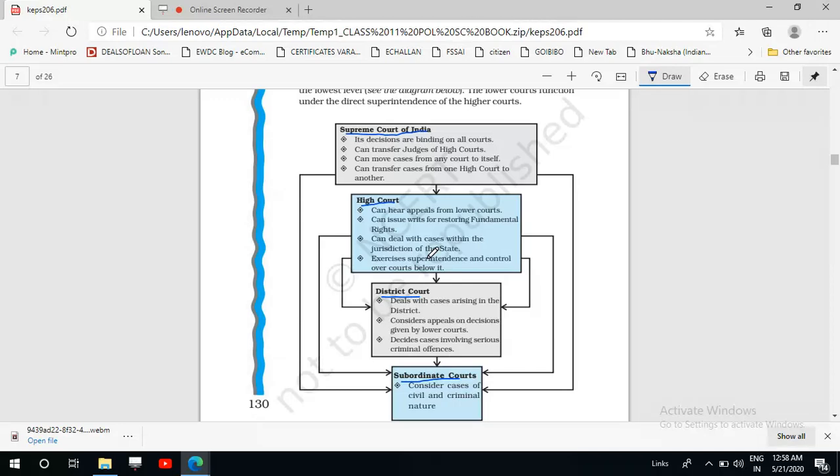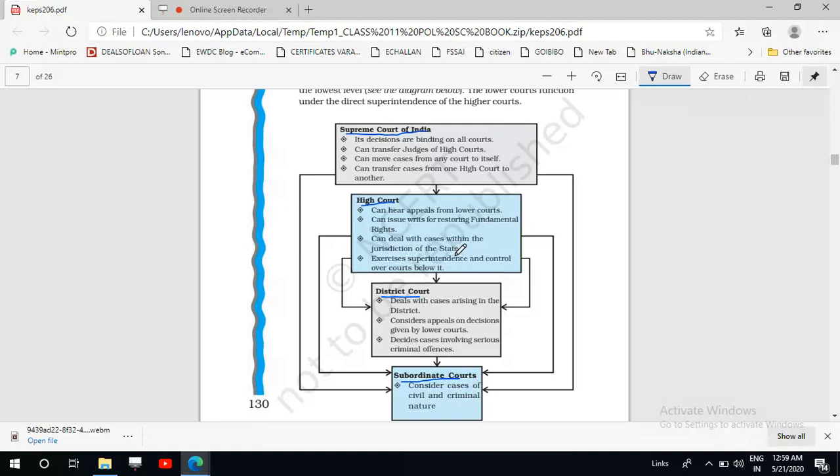Under Article 32, the High Court has been given power to issue writs like habeas corpus, certiorari, mandamus, quo warranto. All these are various types of writs which are issued by the High Court in order to protect the fundamental rights of the people. Then we see that the High Court can deal with cases within the jurisdiction of the state.